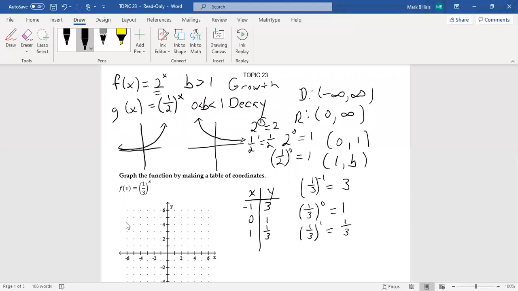So I'm going to plot these points. -1, 3. 0, 1. Remember, all the graphs in their parent form will go through 0, 1, and then 1 and 1/3. So what's going to happen is our graph's going to decrease, but never cross 0. That means we have what's called a horizontal asymptote at y equals 0.